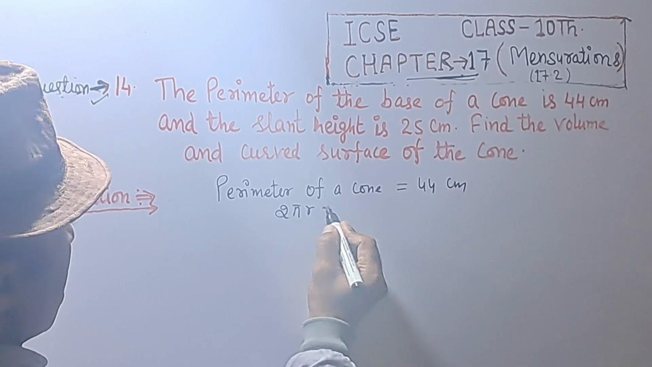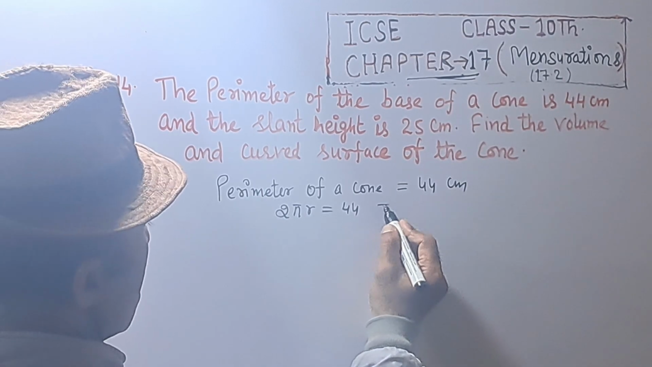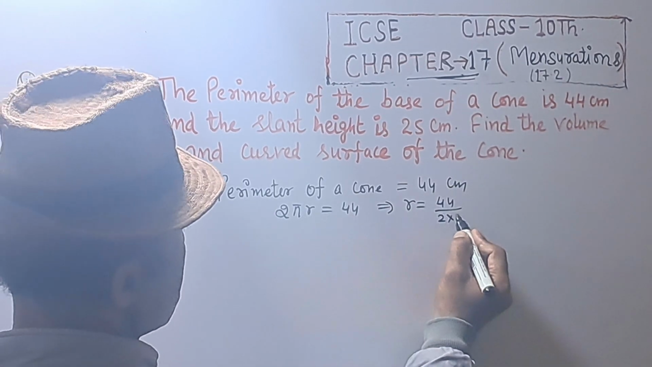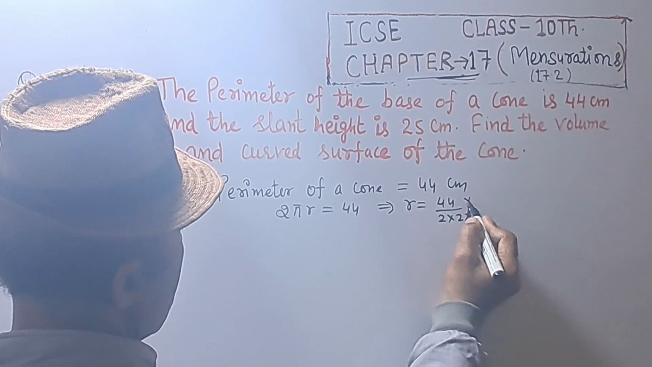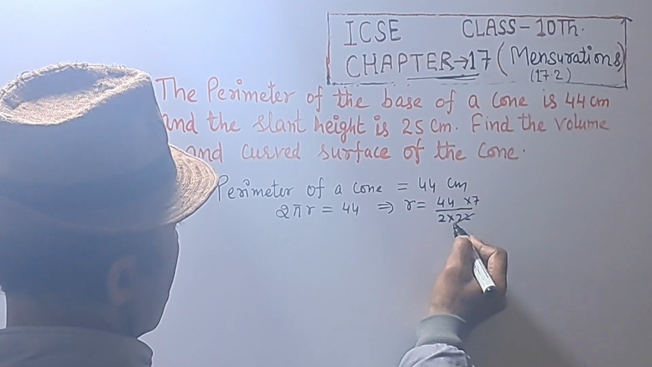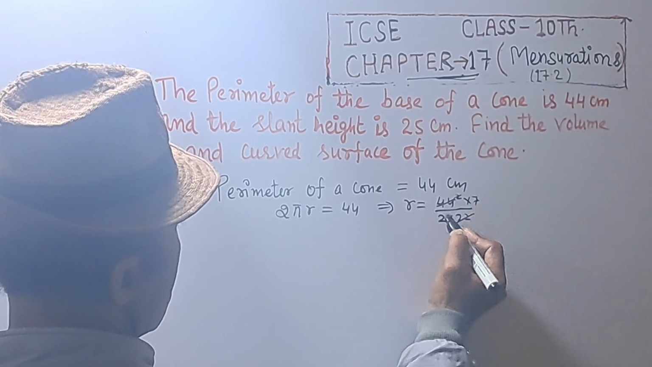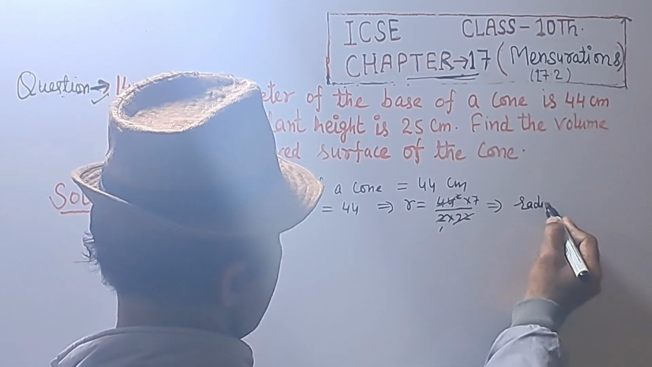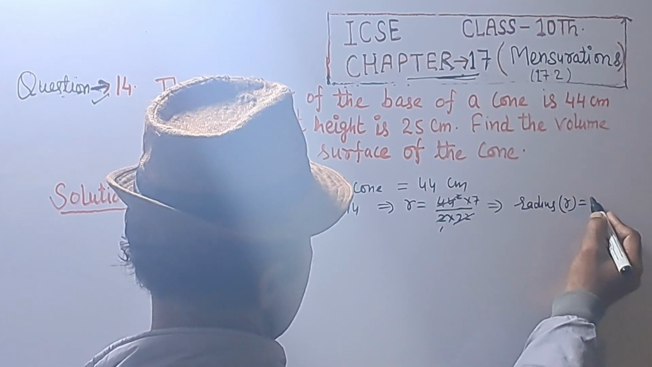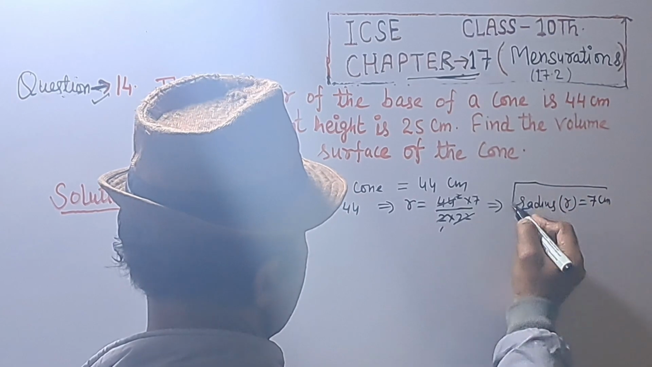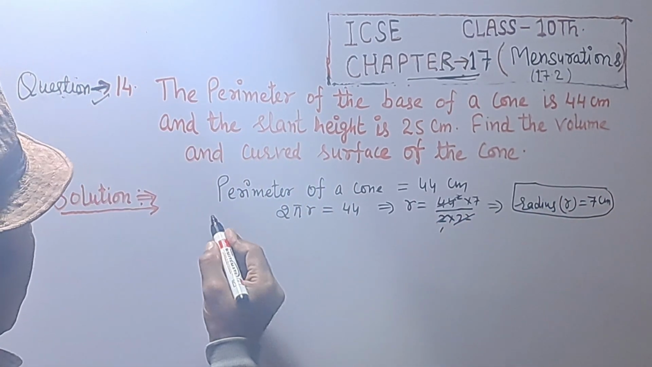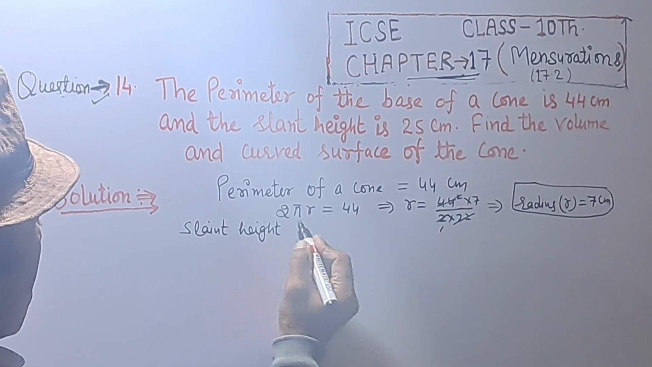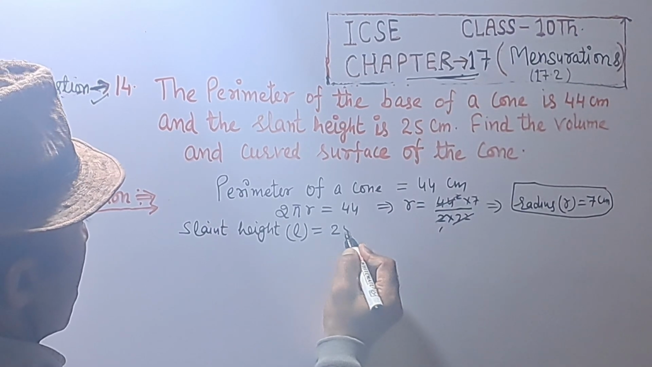Perimeter is 2 pi r. 44, which implies r is equal to 44 upon 2 into pi, which is 22 upon 7. 22 2s are 44. 2 is cancelled, which implies radius r equal to 7 centimeter. Slant height L equal to 25 centimeter.